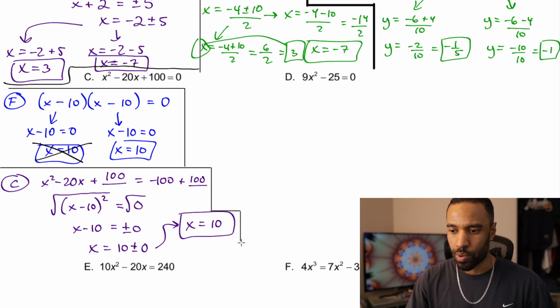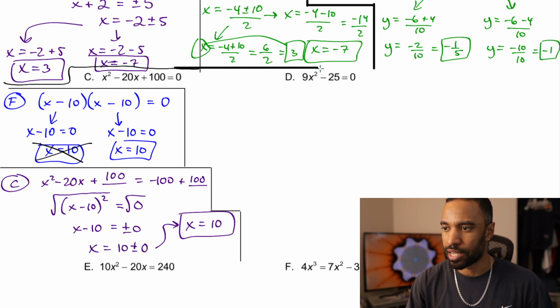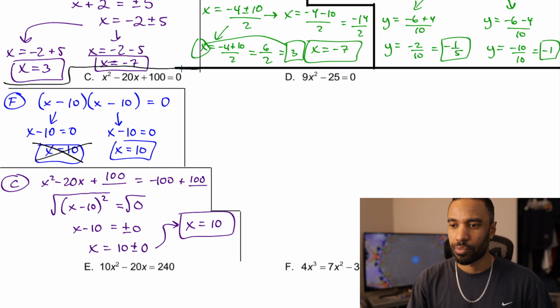My last one I'm going to use is the quadratic formula. So let me split this up a little bit more. My apologies, guys. All right, here we go.